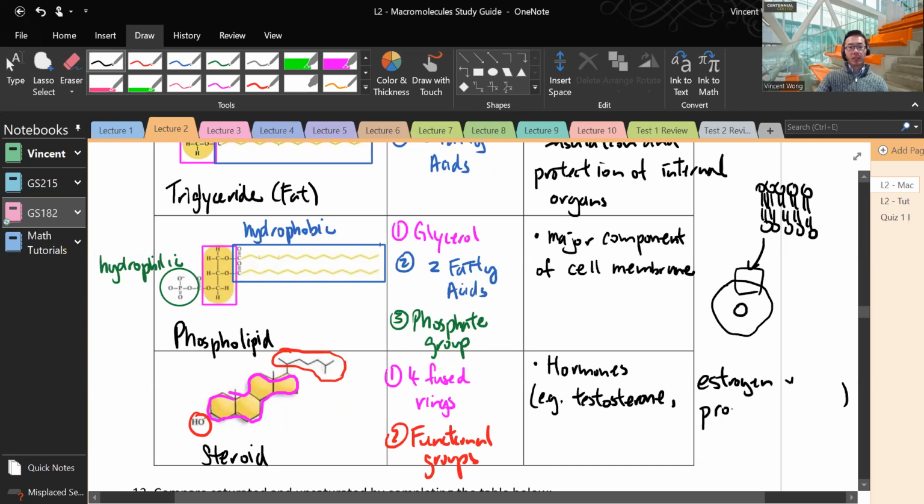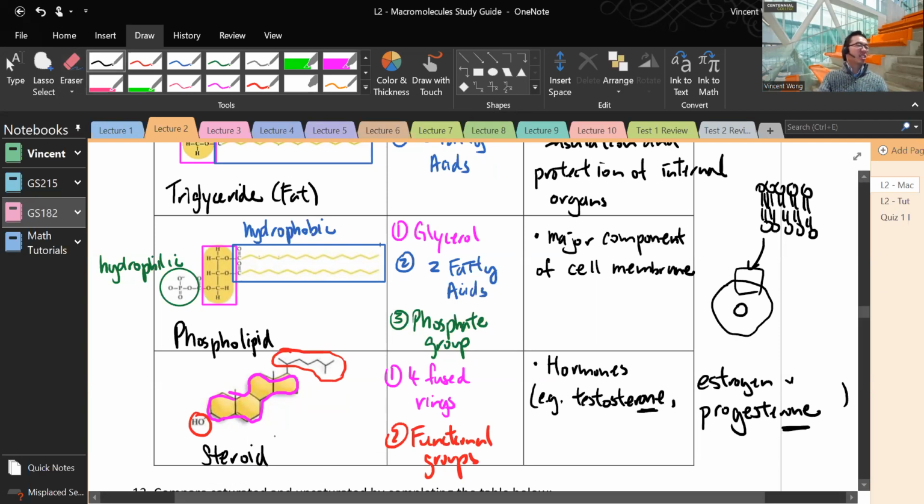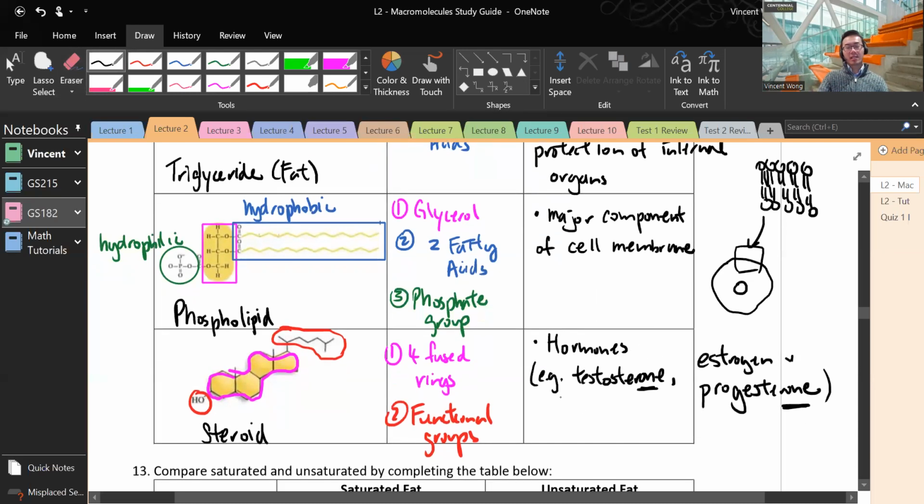Progesterone. That's right. Thank you. Okay, so if a hormone ends with O-N-E, then you will know it's a steroid hormone. There are many other examples of steroid hormones in the body, but we will learn that next semester. Like aldosterone, that's another one, right? Cortisone, you might have heard of that, right?